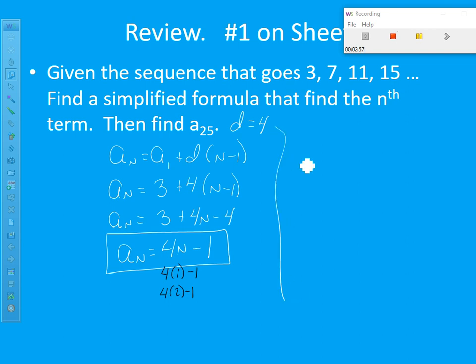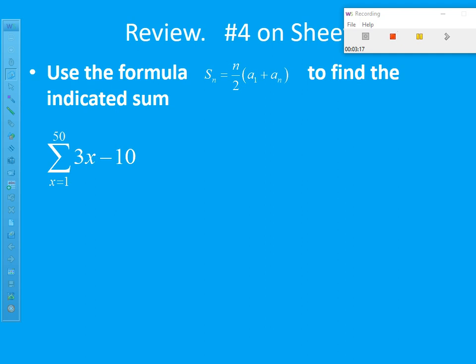Now for part B, to find A sub 25, I'm just going to plug 25 into that formula in place of n. So I've got 4 times 25 minus 1, so that term happens to be 99. So there's number 1. The next one I wanted to do with you was number 4. I feel that you can do number 2 and number 3.